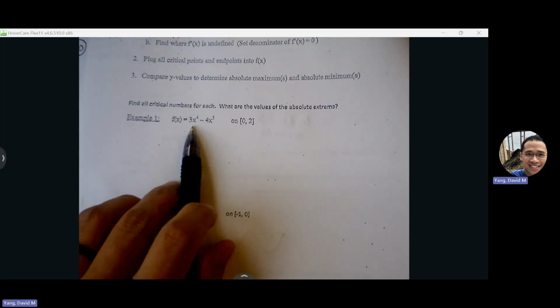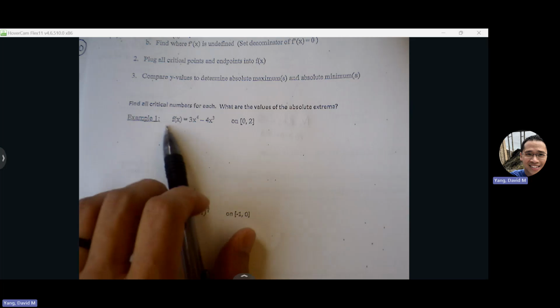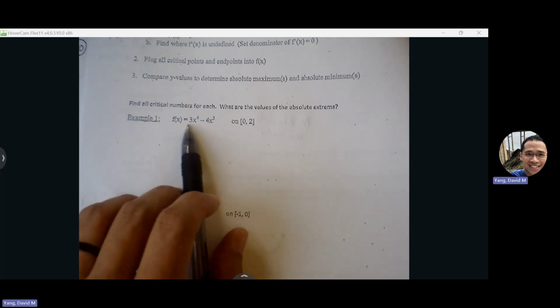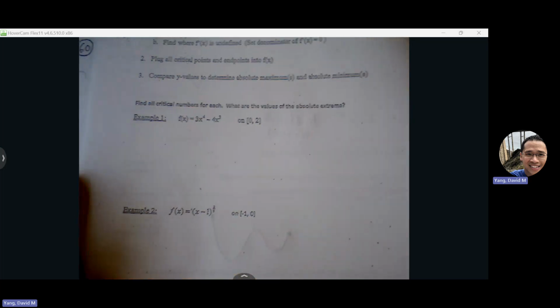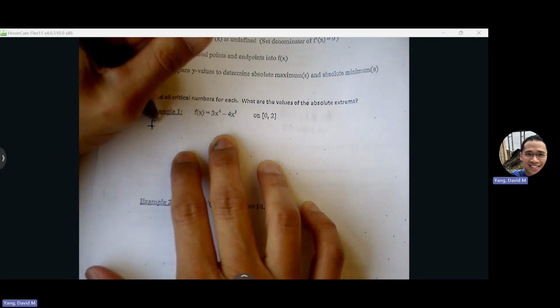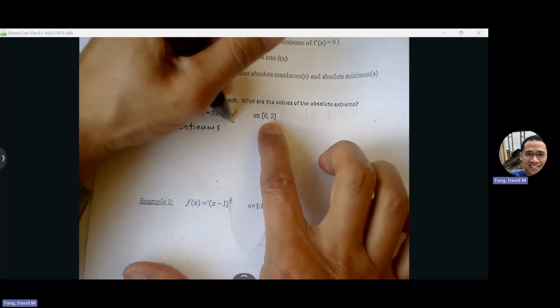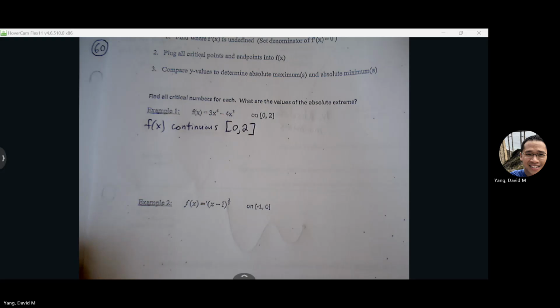Okay, so here's example 1. f of x equals 3x to the 4th minus 4x cubed. We're trying to find the absolute max and absolute min. This is a nice polynomial. There's no denominator variable. This is going to be continuous, no issues, but we just have to make sure we state that condition. So all we need to say is our function is continuous. And make sure you state your interval from 0 to 2. Okay, next up.